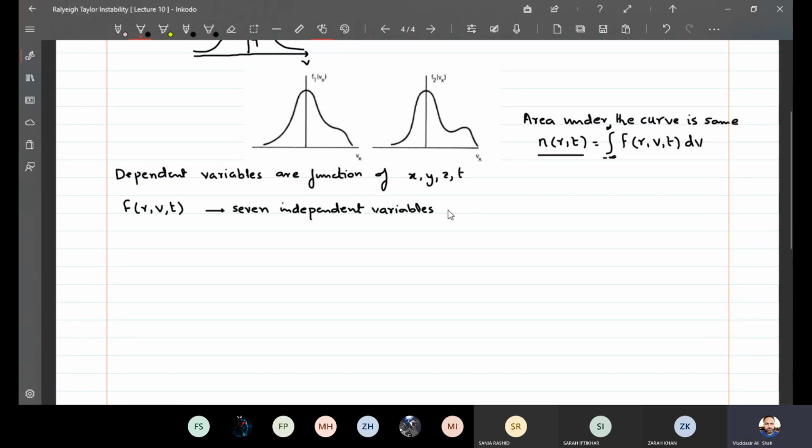So what actually is meant by f of r, v, and t? It basically gives us the number of particles per meter cube at position r and time t, with velocity components between v_x and v_x plus dv_x if you are considering 3 dimensions. So here you can see this portion.